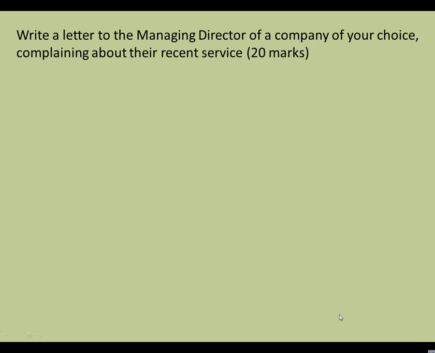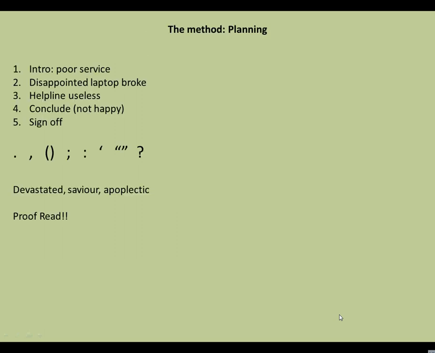Let's look at planning now. How do we plan this? Well, it's a bit different from your literature essays, but still similar in some senses. So you can see that I have got the different sections I need. So the introduction, poor service, disappointed, this is my laptop broke. Then I go on and talk about the helpline. My conclusion is I'm not happy and I want results, and then I sign off.